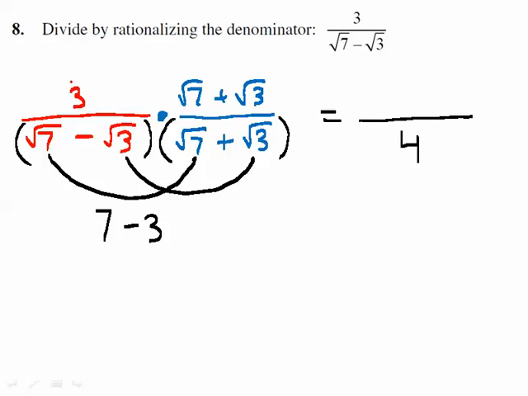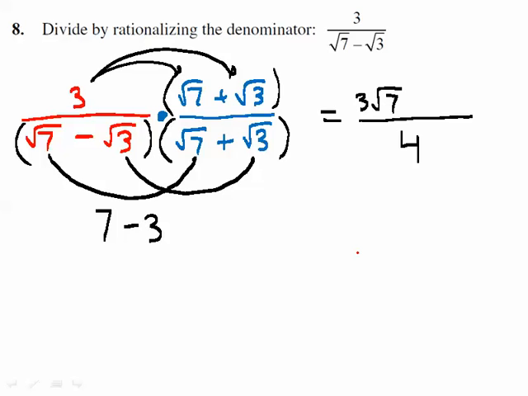Sometimes this 3 will actually reduce with this number here. Like, what happens if it was an 8 or something? That 8 and that 4 would reduce. So before you multiply things across, if this reduces, bring it over here and reduce it first before you multiply. If it doesn't, then yes, just multiply 3 times square root of 7.